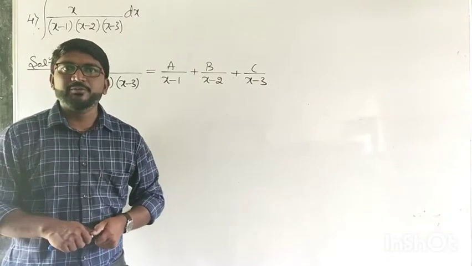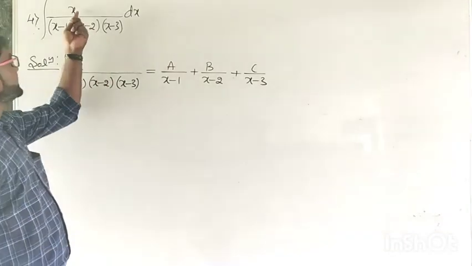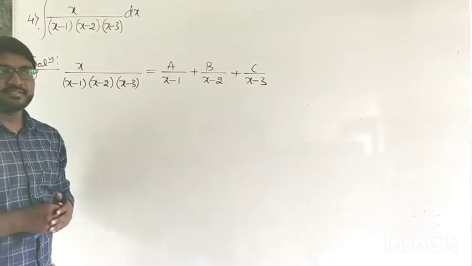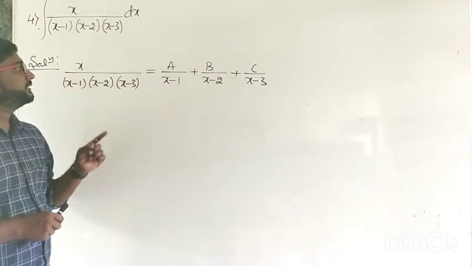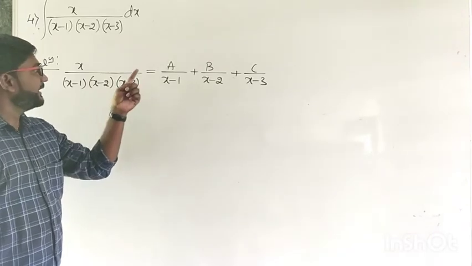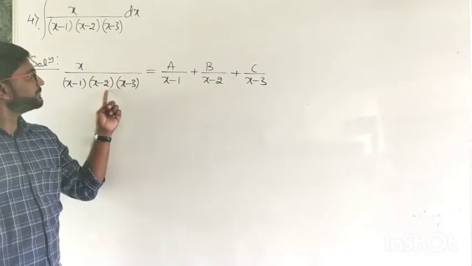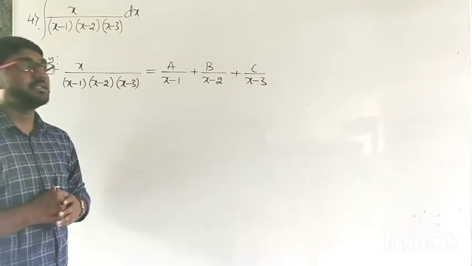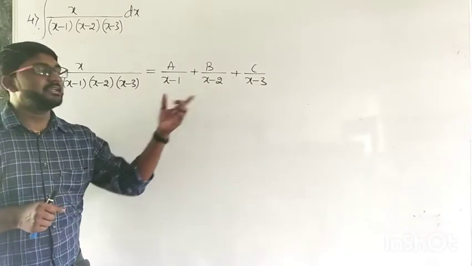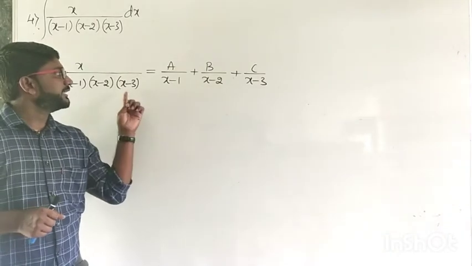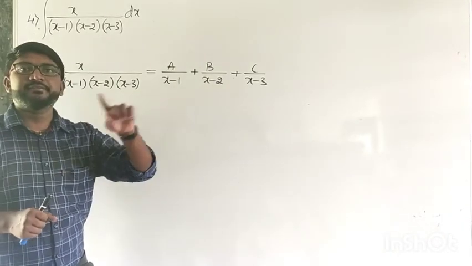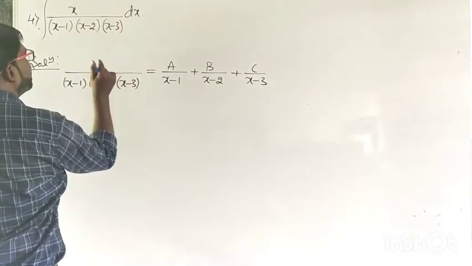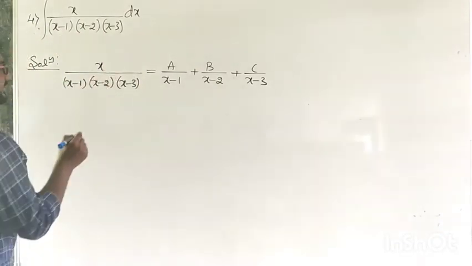Well, the fourth problem, it is the integral of x divided by x minus 1 into x minus 2 into x minus 3 dx. So I have taken the integrand part, and it can be written as a by x minus 1 plus b by x minus 2 plus c divided by x minus 3. Next we have to take up the LCM. So after taking the LCM on the right hand side, the denominators of both LHS and RHS get cancelled, and I write the next step directly. So let us write that down.